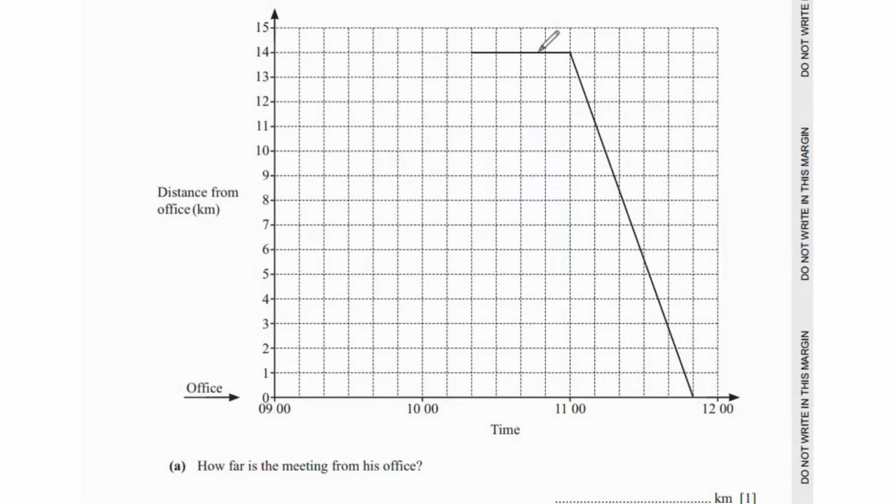Why is this a resting period? Because no distance is being covered. So how far is the meeting from his office? It's 14 kilometers because that's when the graph stops and is constant.